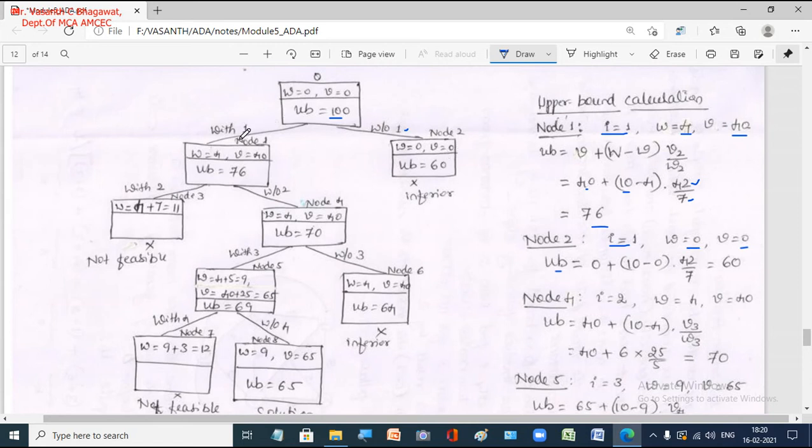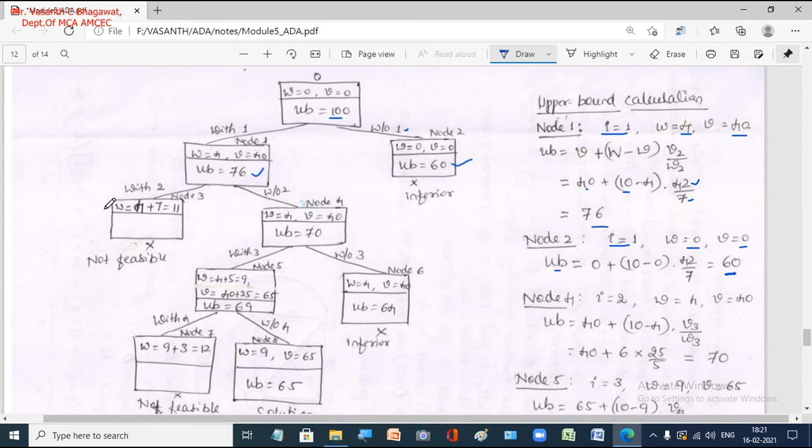So now if you select the first item, you get upper bound 76. If you don't select the first item, you will get upper bound 60. Since it is an upper bound, we have to maximize the profit, which is the greater value between 76 and 60, that is 76. So we will go in this particular direction. We are not going to consider this one.